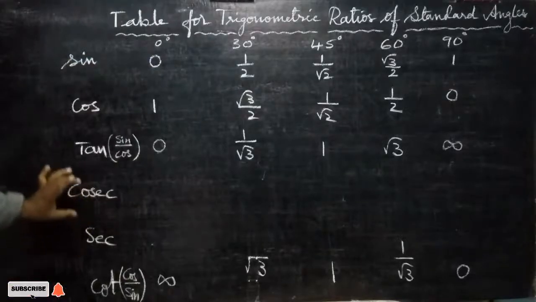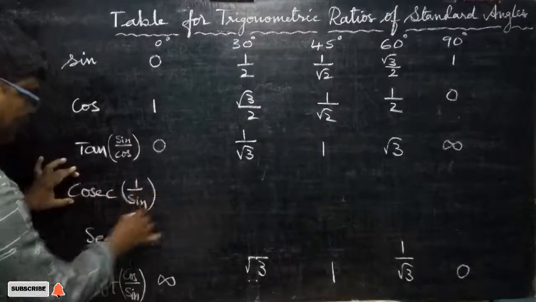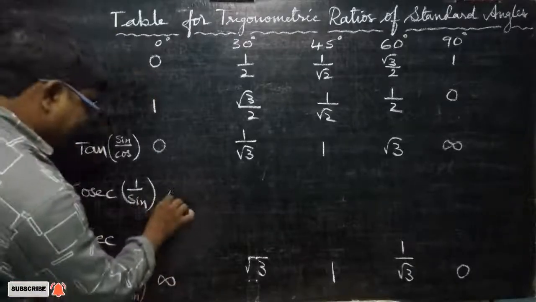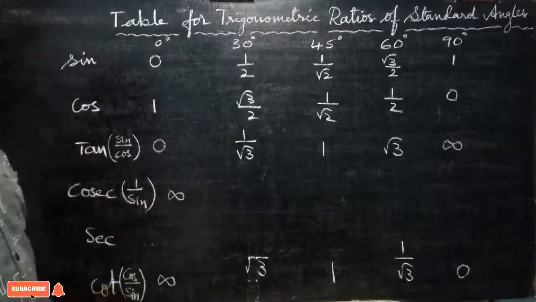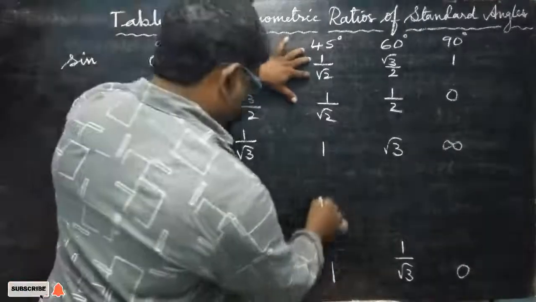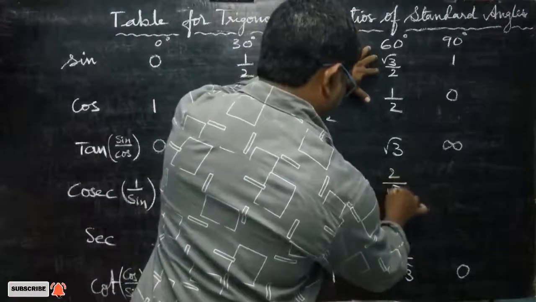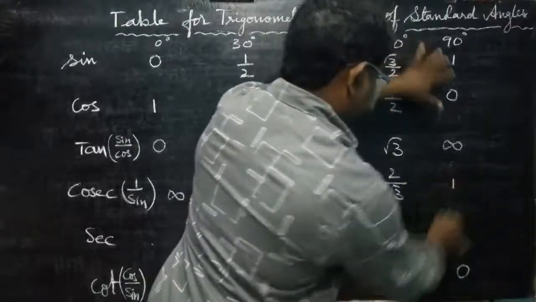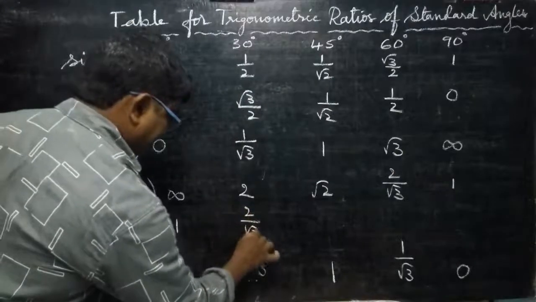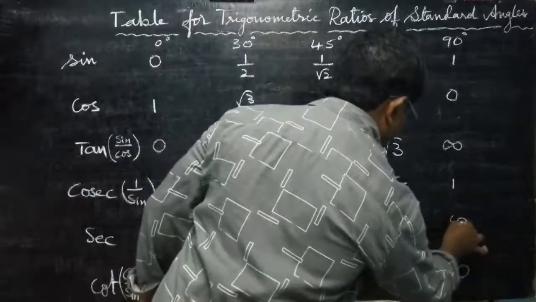Still what is remaining? Cosecant and secant. Cosecant is the reciprocal of sine. Reciprocal. 0 means 0 by 1 is there, so 1 by 0 means infinity. We can't divide by 0. Reciprocal: 2 by 1 means 2. Reciprocal: root 2 by 1 means root 2. Reciprocal: 2 by root 3. Reciprocal of 1 is 1. Now reverse: 1, 2 by root 3, root 2, 2 and infinity.